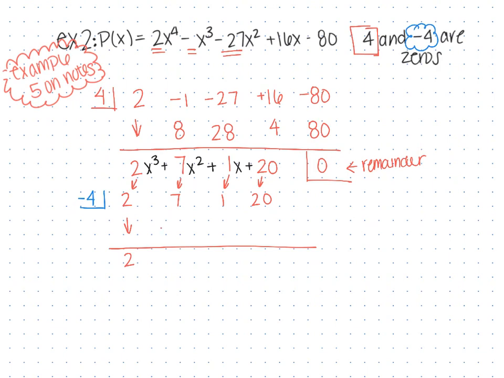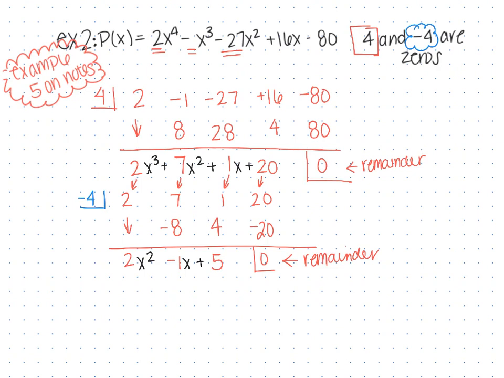Negative 4 times 2 gives me negative 8. 7 plus negative 8 gives me negative 1. Negative 4 times negative 1 gives me positive 4. 1 plus 4 gives me 5. Negative 4 times positive 5, negative 20, which gives me a remainder of 0. So now, here's my next equation. And finally, it's an x squared term, so that means now I can go through and do the quadratic formula.